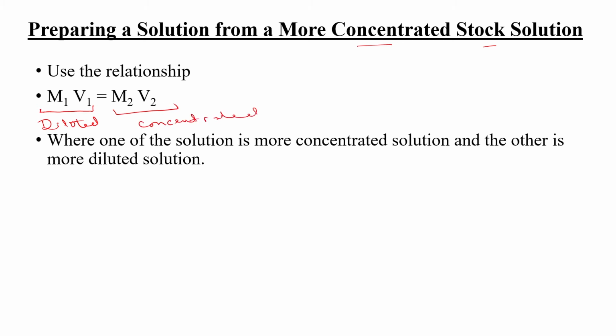And you can switch these. You can say that M1V1 is for the concentrated and M2V2 is for the diluted, as long as you are keeping these paired together, which means that the molarity of the concentrated is with the volume of the concentrated, and the molarity of the dilute is with the volume of the diluted. So you have to keep those together, otherwise you can switch these labels. So let's learn this topic with examples.